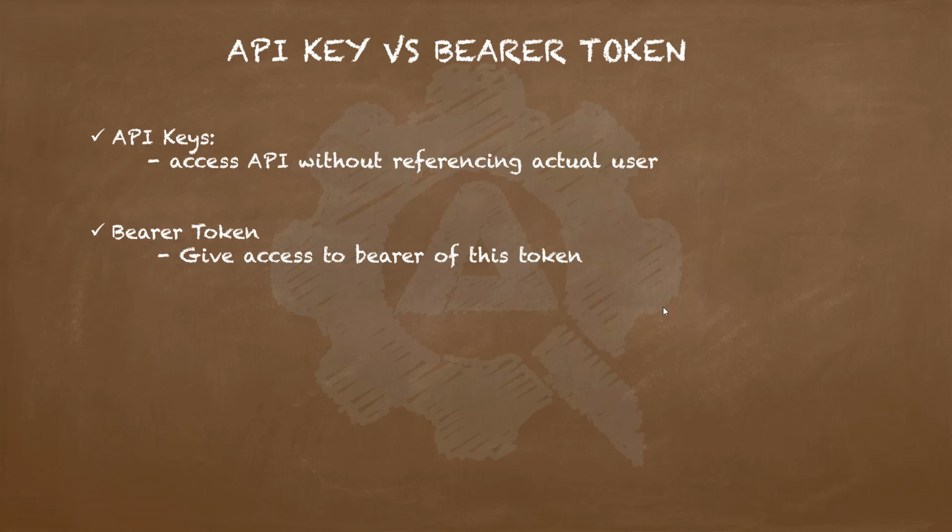So that was the basic difference between API keys and bearer token. While they seem similar, the functionality is pretty different. Let us now move on to actually looking into the example in Postman.